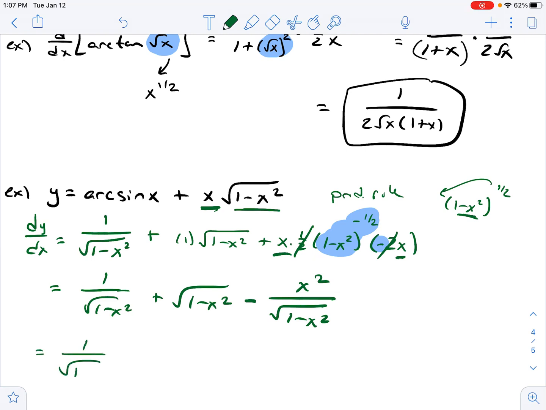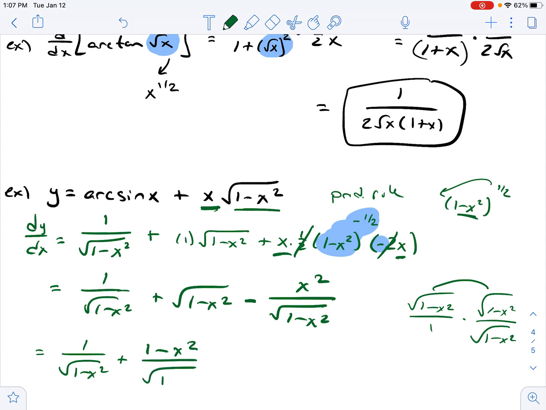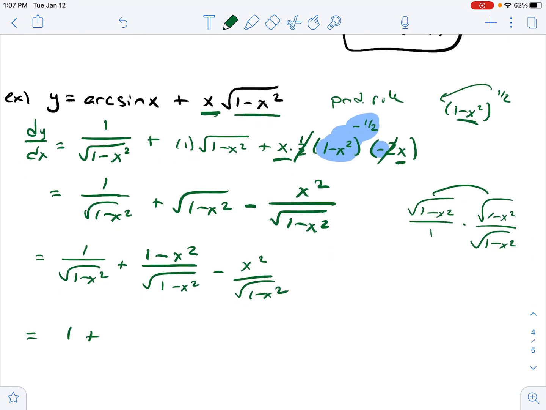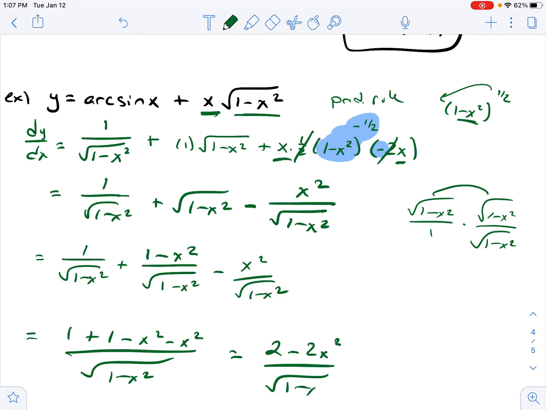So let's clean this thing up. Let's get a common denominator. So I'm going to multiply the middle term by 1 minus x squared under the radical on top and bottom. And that's nice, those will cancel and give me 1 minus x squared up there. And now we have common denominators. I can put it all together over the common denominator. Looks like we get 2 minus 2x squared.